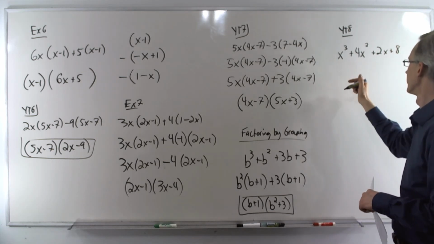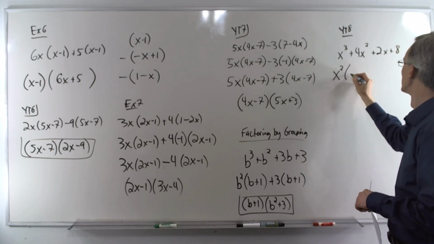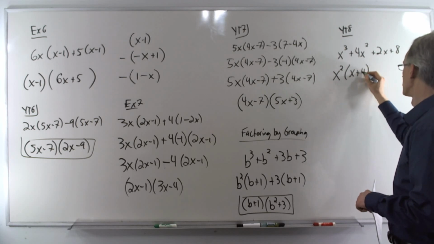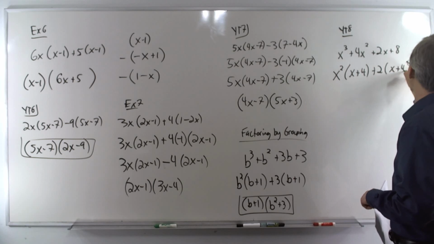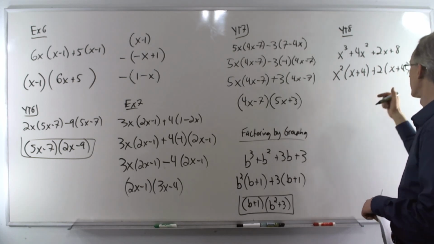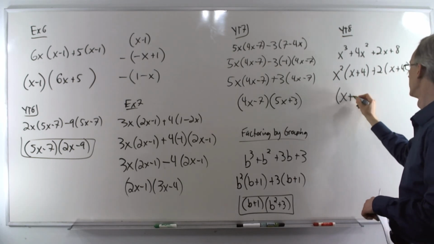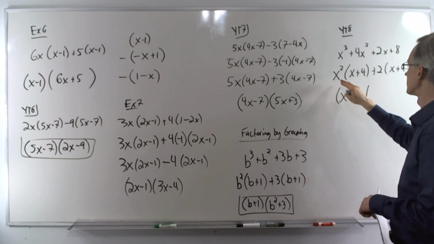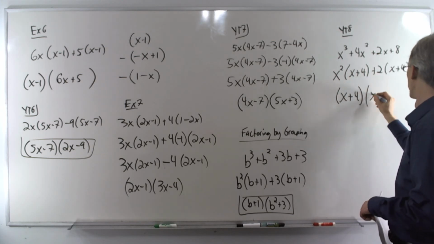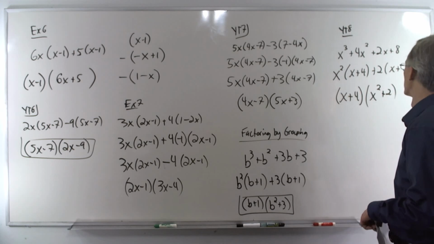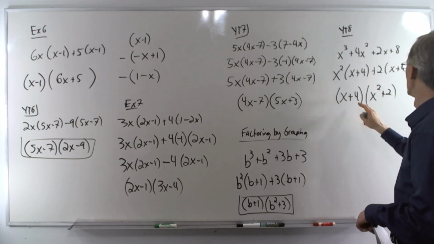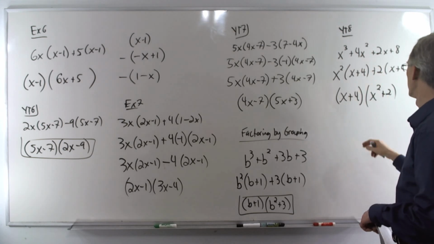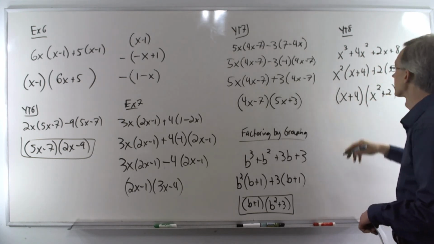So out of the first 2, we can factor out x squared, get x plus 4. And over here we can factor out a 2, get x plus 4. All right, we got our matching binomials. Let's factor those out. x plus 4, and that leaves behind x squared plus 2. All right, check. x times x squared is x to the third. x times 2 is 2x. 4 times x squared is 4x squared, and 4 times 2 is 8, so that works.